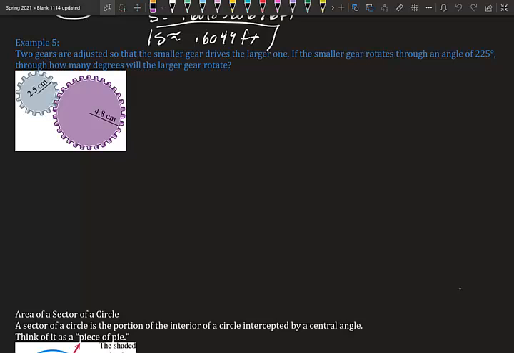Alright, example 5. 2 gears are adjusted so that the smaller gear drives the larger one. If the smaller gear rotates through an angle of 225 degrees, through how many degrees will the larger gear rotate? Alright, so it tells us the smaller gear rotates through an angle of 225 degrees. So what that means is it rotates at 225 degrees. It gives us a radius. Then it's asking through how many degrees will the larger gear rotate. So we want to know when this rotates, what is it? What's that measure?